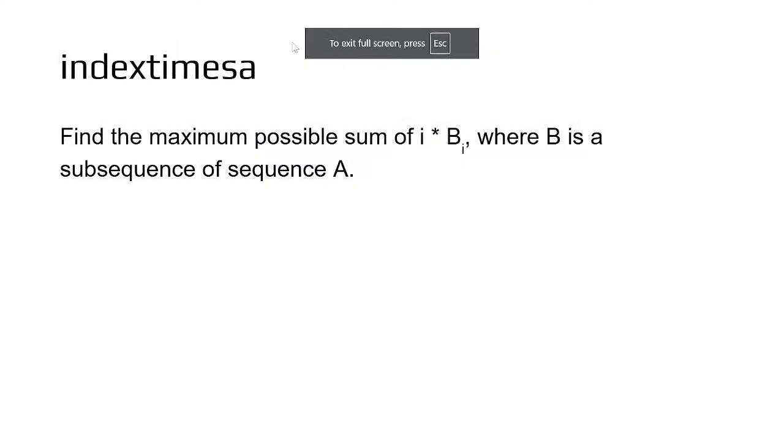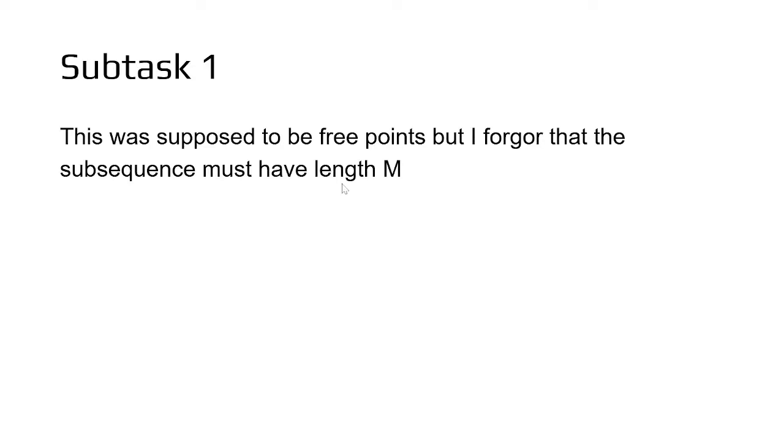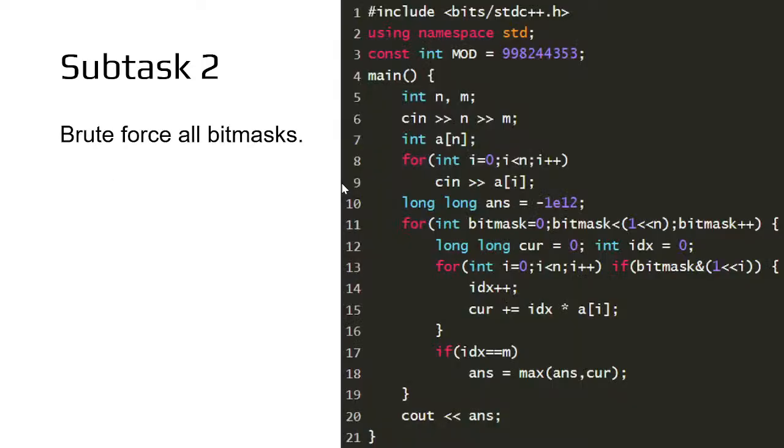Okay, for question 4, Index Times A, you have to find the maximum sum of i times b_i, where b is a subsequence of sequence A. So please ignore subtask 1. For subtask 2, you brute force all bit masks again, and then you just calculate the corresponding answer for the subsequence, and then you take the maximum possible answer.